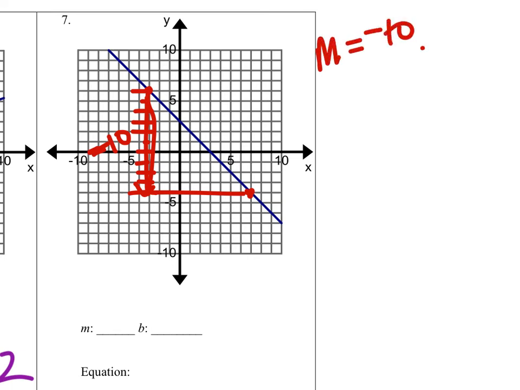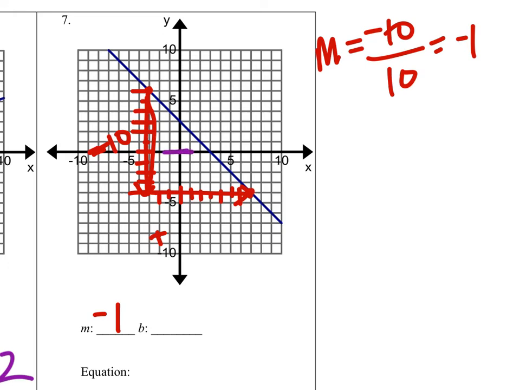We'll see if we can simplify this, and we should. And then from right here, I'm going to go to the right, which is in the positive direction. 1, 2, 3, 4, 5, 6, 7, 8, 9, 10. So I have -10 over 10, which turns out is just a -1. Bam, there's my slope. Well, what about my y-intercept?